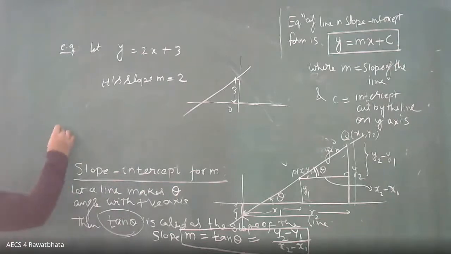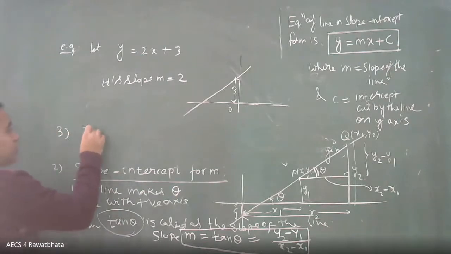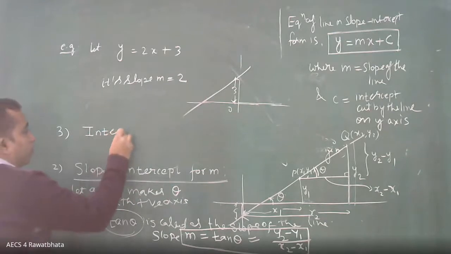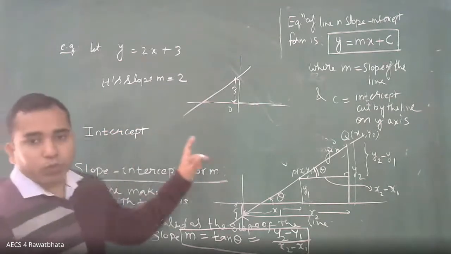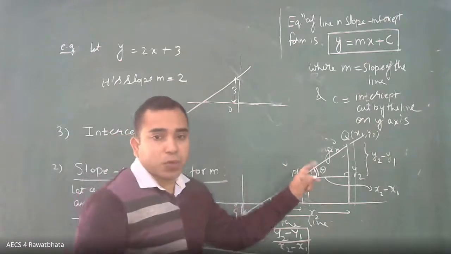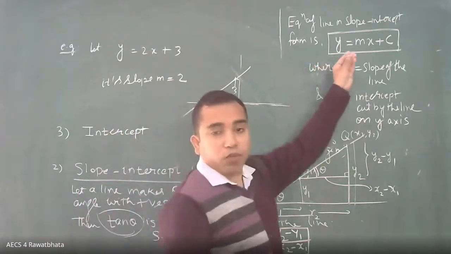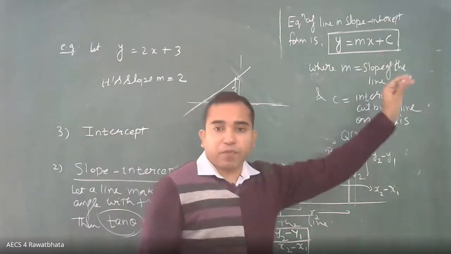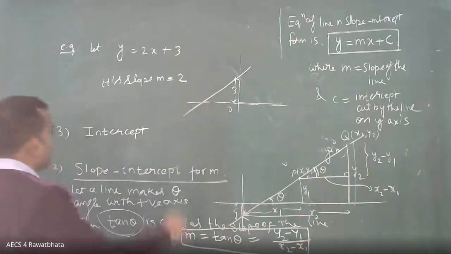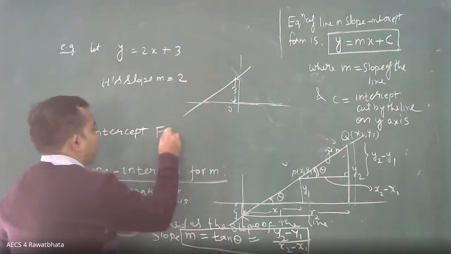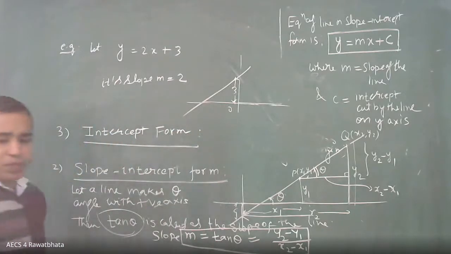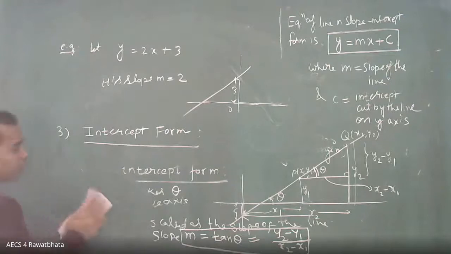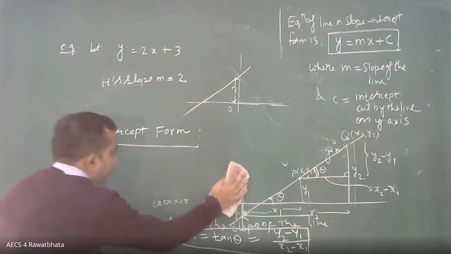The next important form is intercept form. Right, these equations we'll keep in mind. The first one was the general equation ax plus by plus c equal to 0. The second one is slope intercept form y equal to mx plus c. Standard form we'll keep in mind. The next is intercept form. Intercept form means now only the intercepts of the line on the axes will be given.